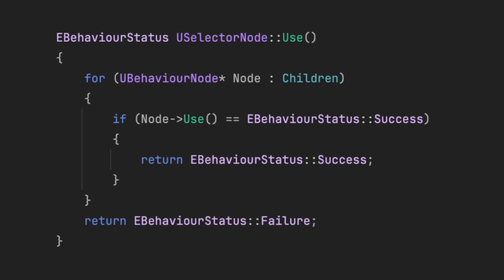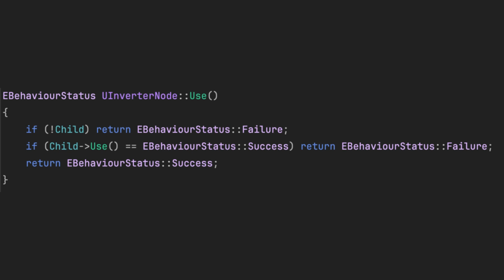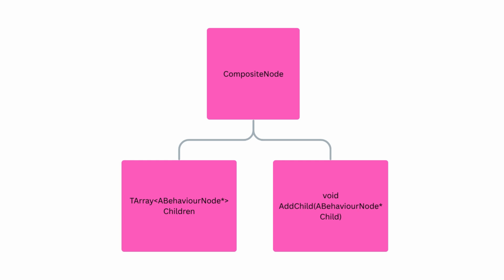The selector node's use function will iterate through all children and return success if any one of the children returns success. If none of the children return success, then the selector node will return failure, and the inverter node will return the inverse of its child node. Composite nodes also have a function called addChild, which returns nothing and accepts an argument of a behavior node pointer, which is the child that will get added to the list of children.